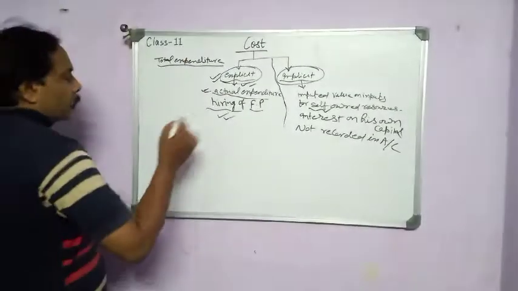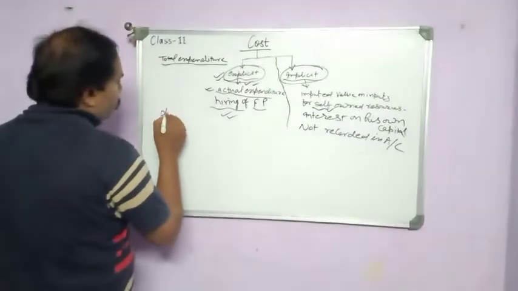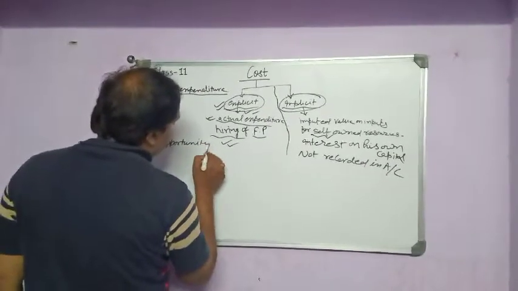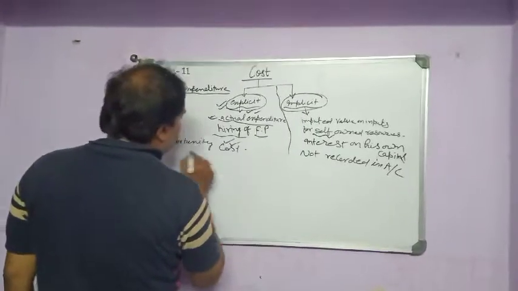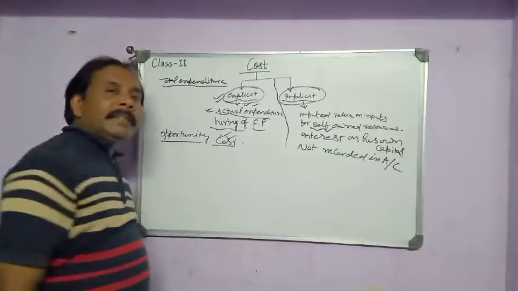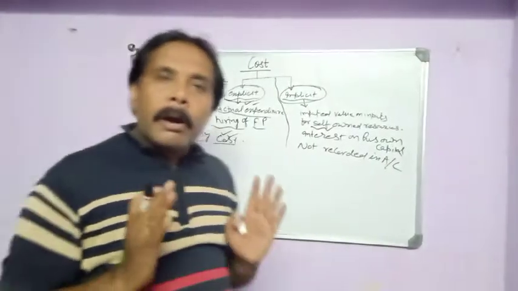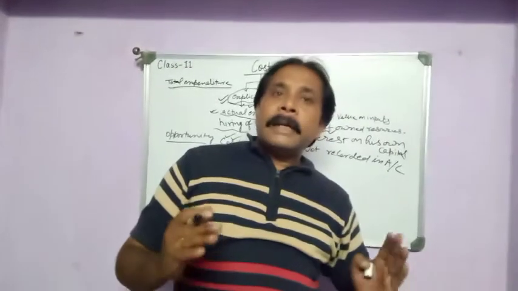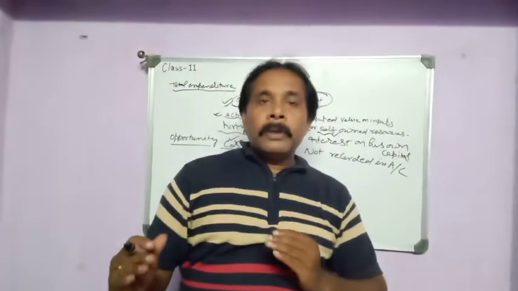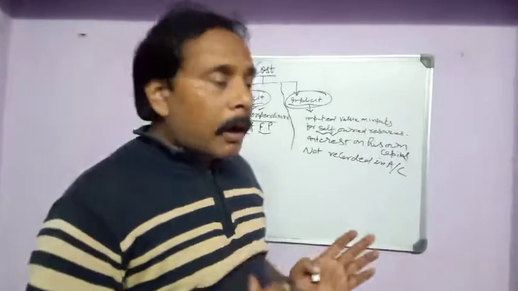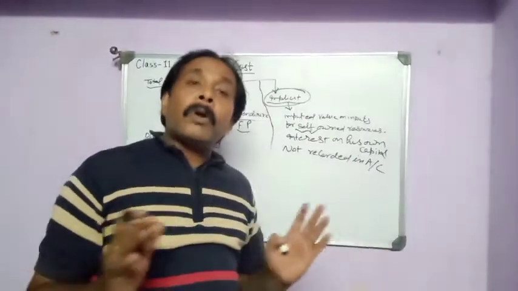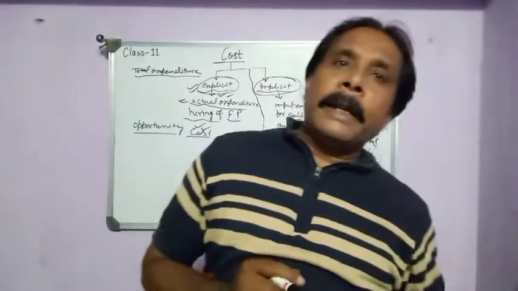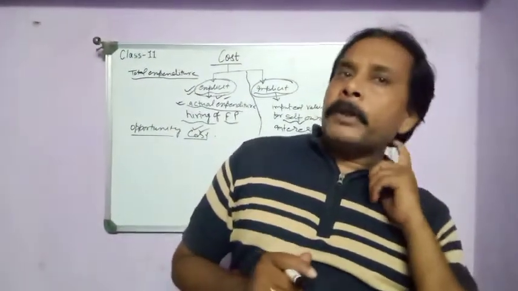Okay. Now next come to the opportunity cost. So what is opportunity cost? It is the next best alternative foregone. Opportunity cost refers to the next best alternative foregone. Foregone means sacrifice. For example, myself is working in a school and my salary is 50,000 rupees.